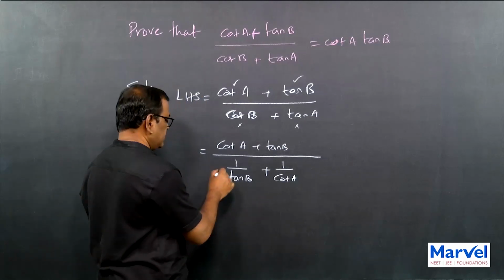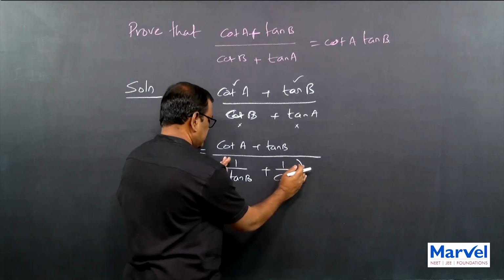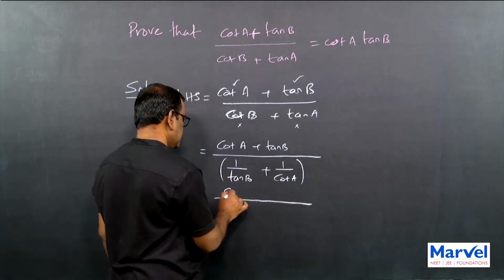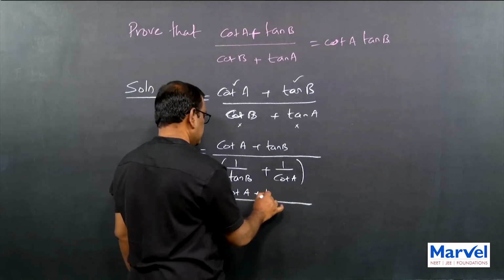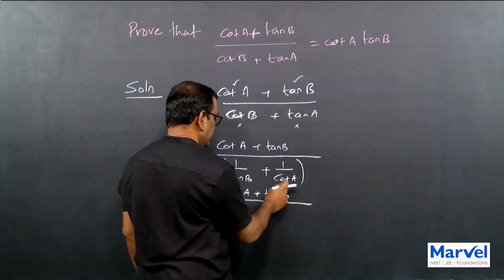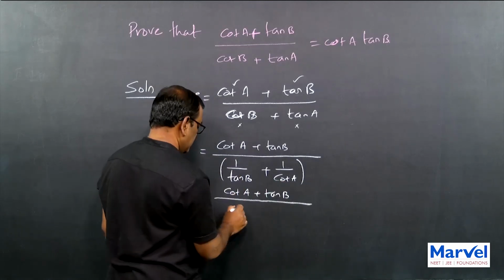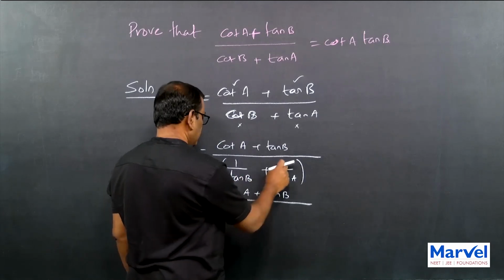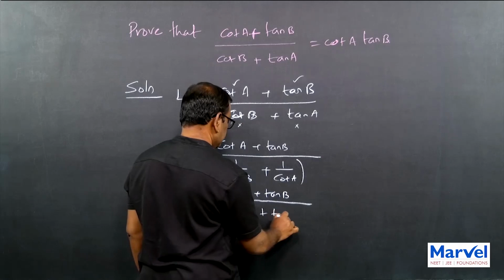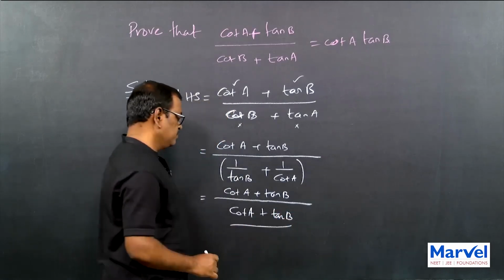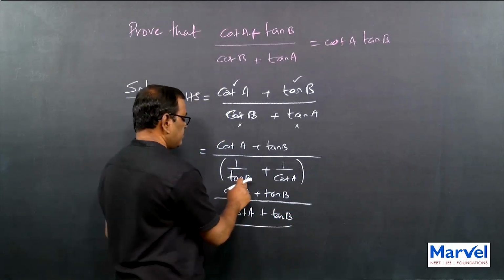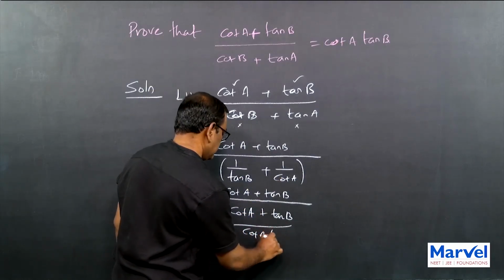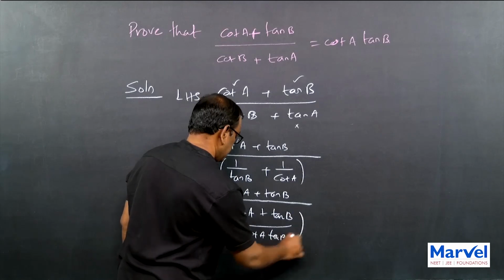Now simplify the denominator. If you simplify this expression alone, fix the numerator again, this is cot A plus tan B. Cross multiply: cot A into 1 plus 1 into tan B, whole divided by the product of these 2. Therefore, this is cot A into tan B.